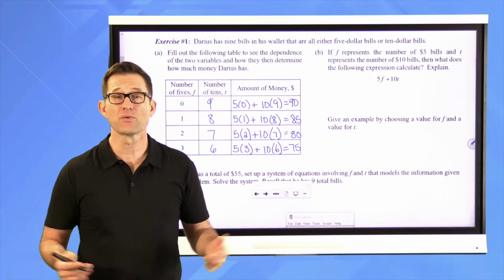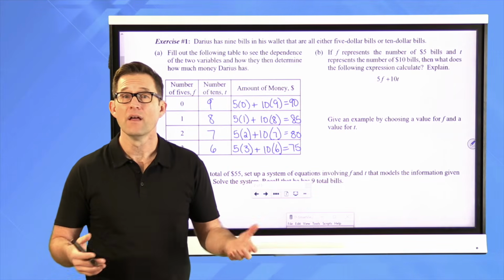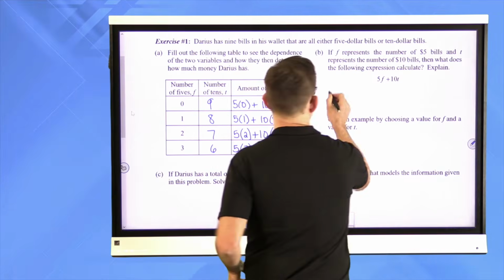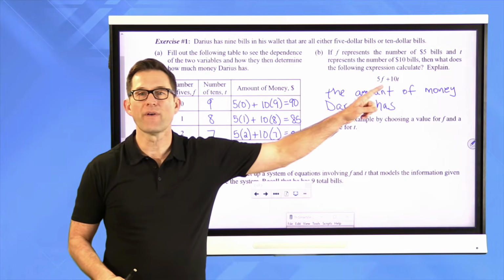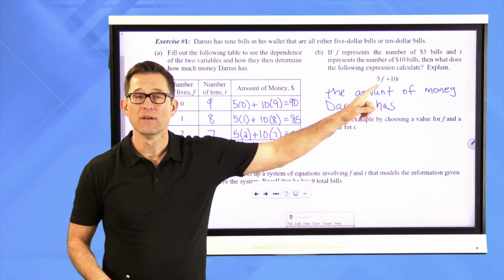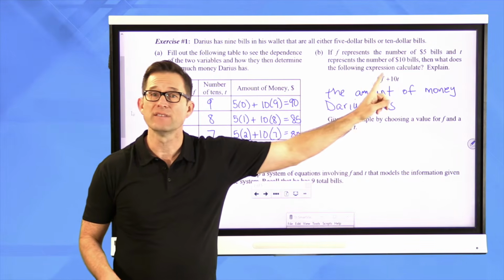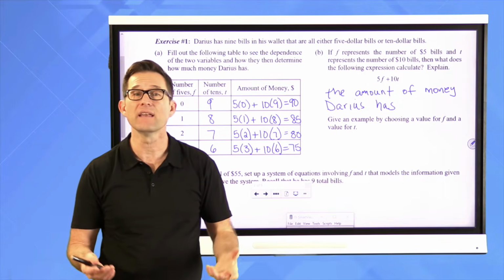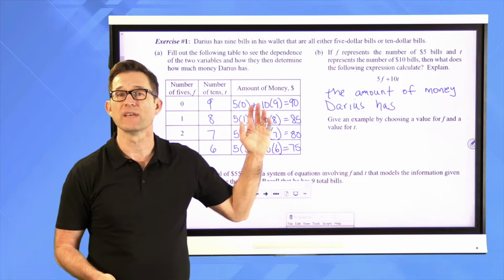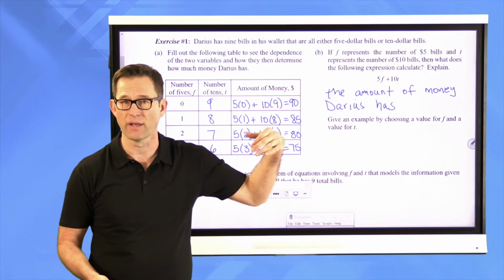All right, well, that expression represents the amount of money that Darius has, right? And of course, the explanation is real simple. If I take the number of 5s he has and multiply by $5, that's how much money he has in 5s. If I take the number of $10 bills and I multiply by 10, that represents how many dollars he has in $10 bills. And maybe I should have actually said it represents the number of dollars that Darius has, right?